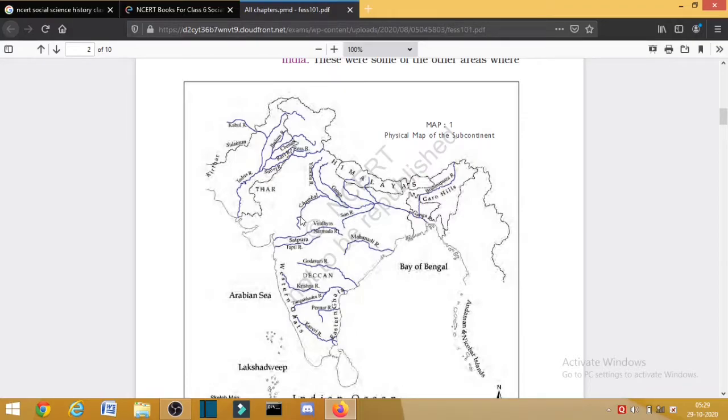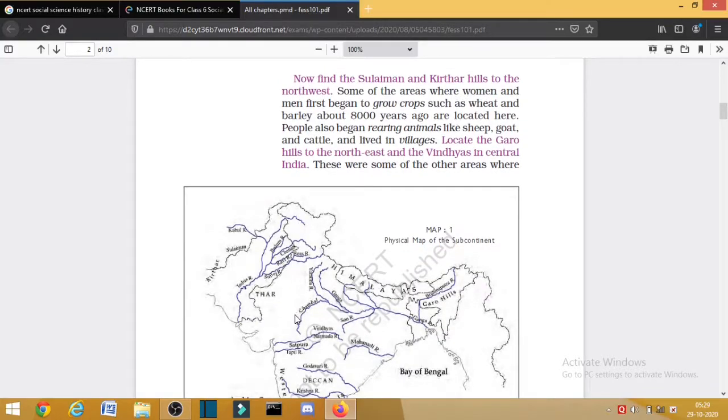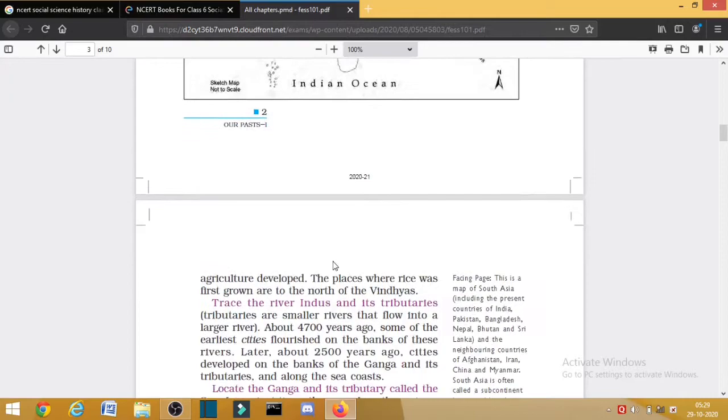Remember children, Aravallis and Vindhyas, these are the two oldest mountains of India, which you will study in your higher classes. Vindhyas is one of them. These were some of the other areas where agriculture developed. Vindhyas in central India and Garo Hills to the northeast. These are the other areas where agriculture developed.